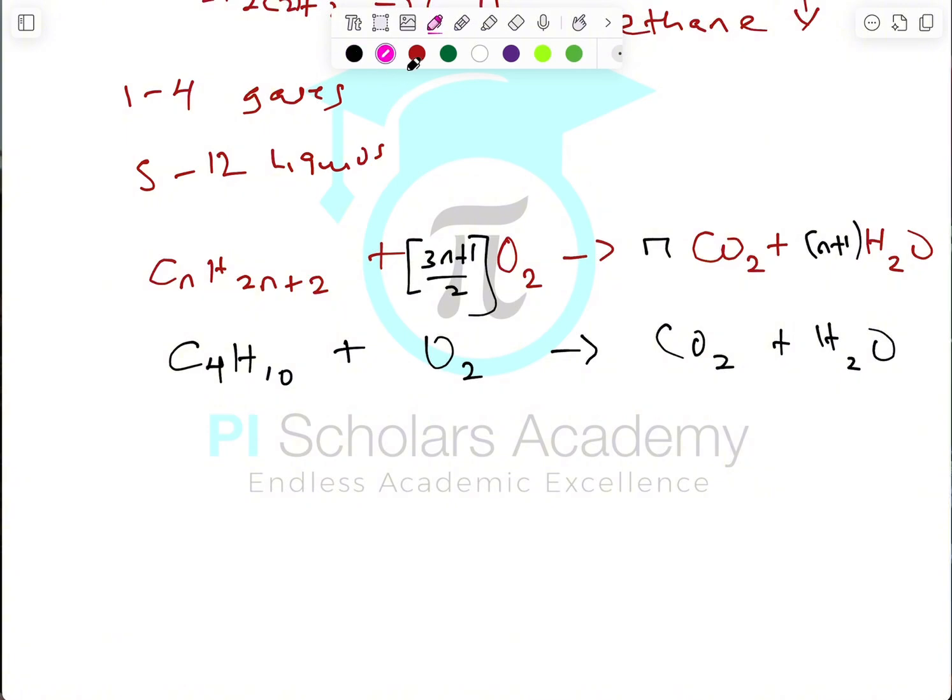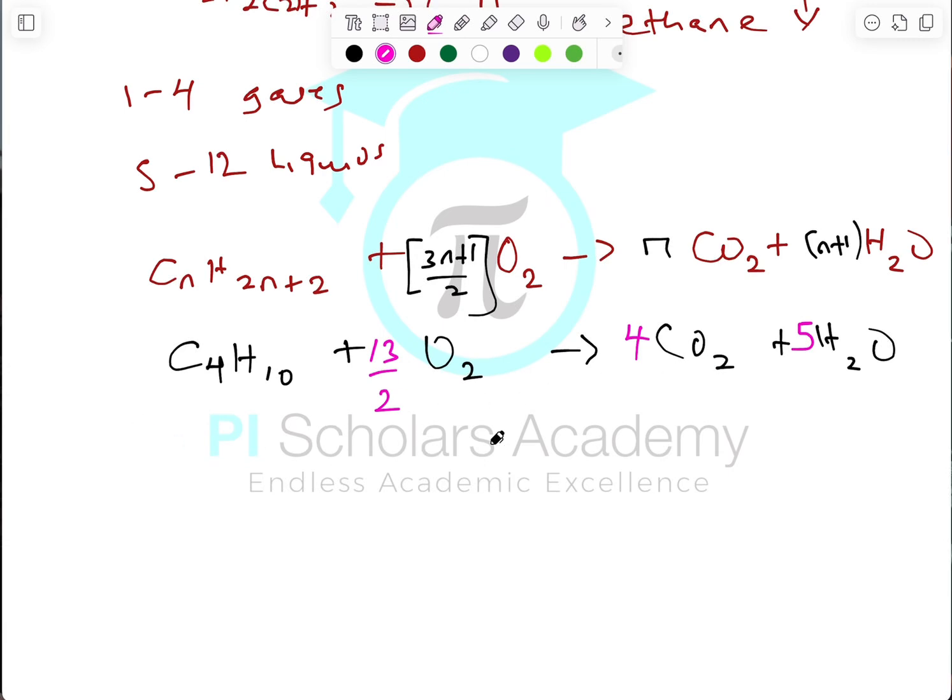To balance this, we have 4 carbon atoms here and just 1 on the other side, so let's balance this with 4. We have 10 hydrogen atoms here and 2 here, so to balance it, that will be 5, since 5 times 2 is 10. And then for oxygen, we have 4 times 2, which is 8, and 8 plus 5 is 13. So 13 will not really work, so you can say 13 over 2 in this place.